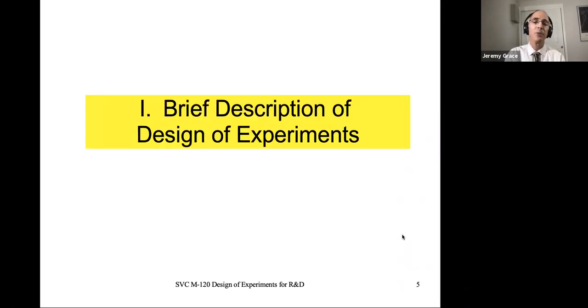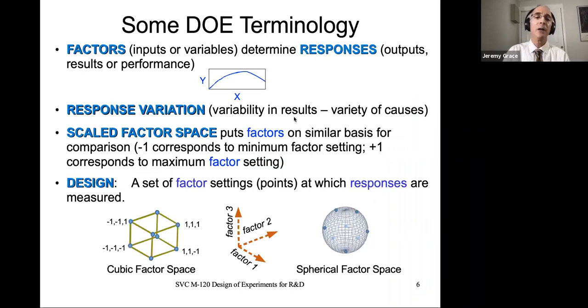So here we are with a brief description. In DOE, we talk about factors and responses. The factors are inputs or variables that determine responses, which are outputs or results or performance. So imagine you had a factor X, and there's this response Y that changes as a result of setting factor X. So at low settings of factor X, Y is increasing as X increases, and then it levels off, and then it eventually starts decreasing.